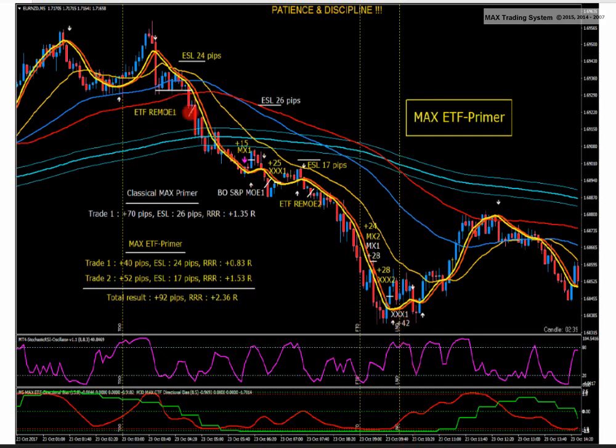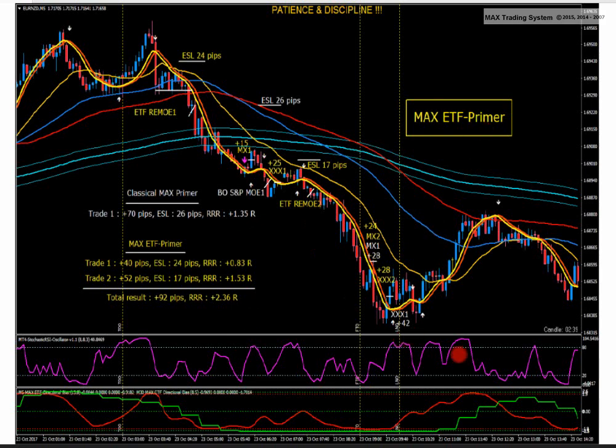We have opened 2 units here with a stop loss of 24 pips. We have made an MX here. We have made a scale-in here. And sorry, if we compare the classical max primer and the max ETF primer, in white we have again the max classical primer. So one entry here, an MX, a scale-in, the final exit. You see the result. With the max ETF primer, we have an entry, an MX, an XXX, so one first trade, and a second trade here with the entry here with a small stop loss, 17 pips, an MX, an XXX, so 2 trades instead of 1.